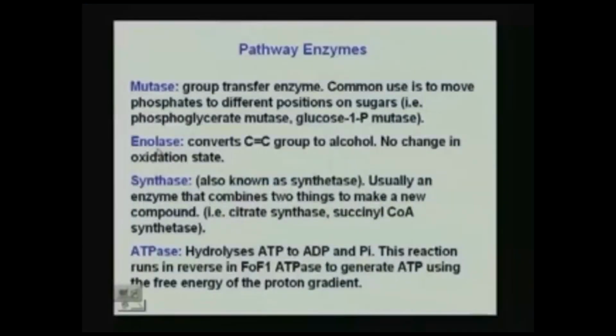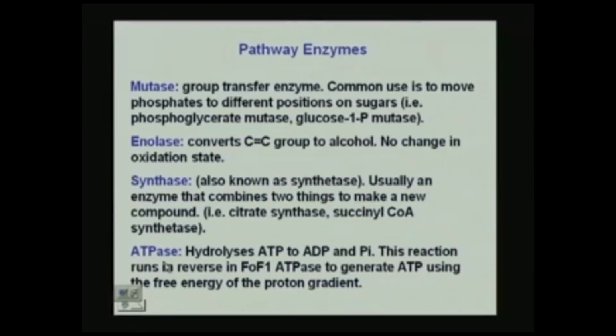If you want an enolase, you would convert a C double bond C group to an alcohol. You have to remember that when we are looking at each of these steps, we are finally going to break down glucose into carbon dioxide and water. That is our final aim. So we have to look at how this can be accomplished in the biological way with the use of these certain enzymes. We have synthase, also known as synthetase. What does that do? It just combines two molecules together, synthesis.